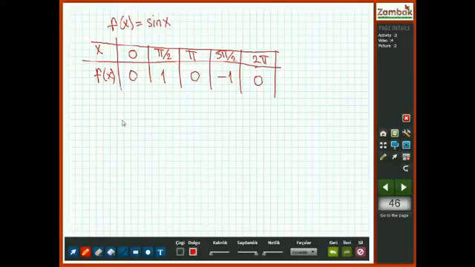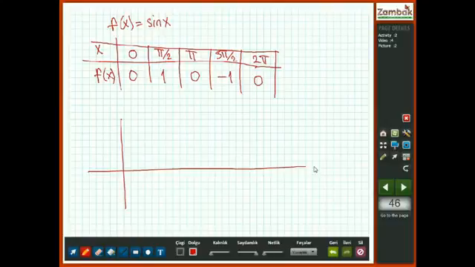Now let's plot these points, pairs. Here when x is 0, this shows us the x variable, this is y equals sine x. When x is 0, y is equal to 0. When x is pi over 2, that is this point, y is equal to 1 here. When x is pi, this point, y is equal to 0, that is this point.